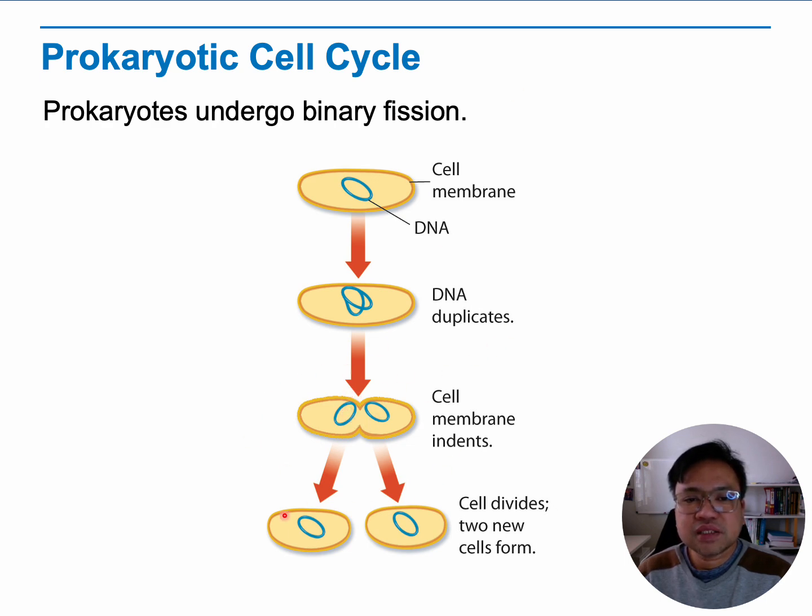Finally, the cell fully divides, forming two genetically identical daughter cells, as shown in the last step. Although this diagram is not drawn as a cycle, it represents a simple cell cycle. The process starts over as each new daughter cell grows and eventually divides.